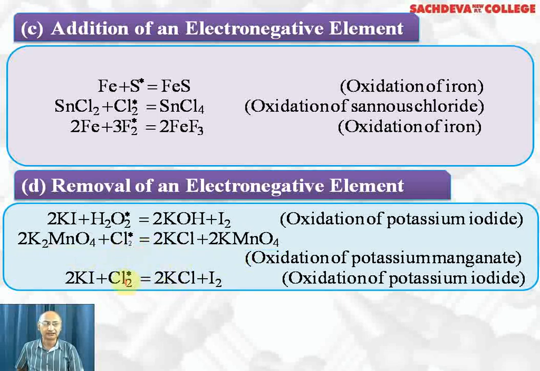Next we are displacing iodine from potassium iodide using chlorine as an oxidizing agent. So here iodine is an electronegative atom which is being removed. Therefore, it is oxidation of potassium iodide.